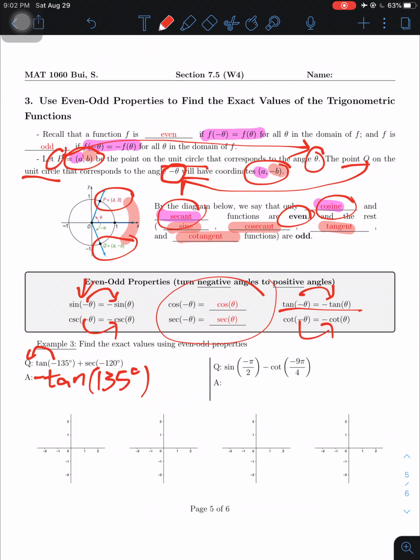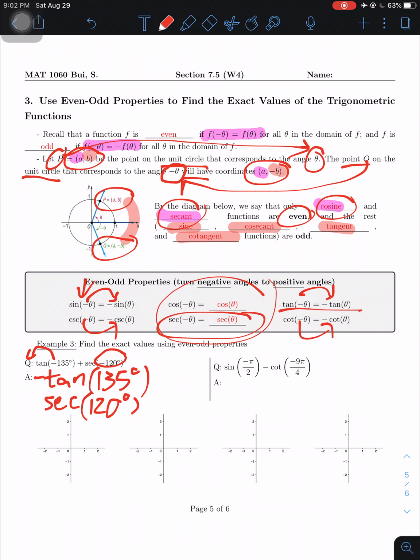For the second part, the secant, secant here is actually an even function. So the negative will be canceled by itself. From a negative angle, it just turns into a positive angle with no compromise.